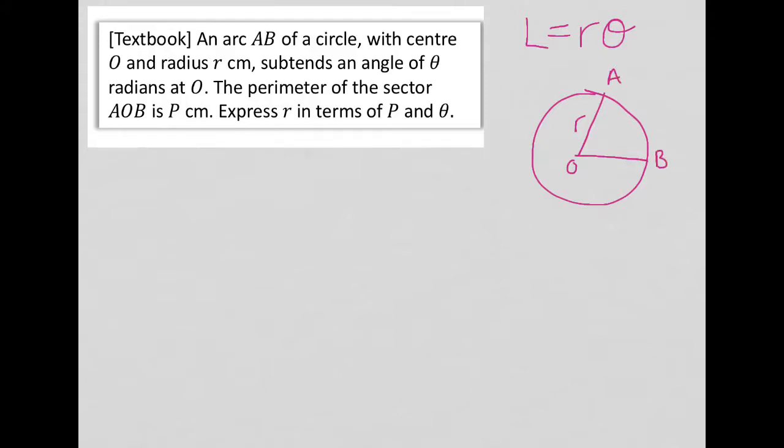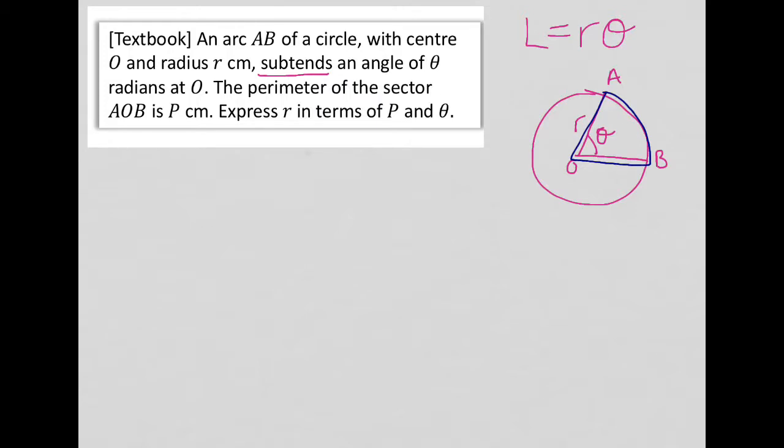Subtends an angle theta, so that's the angle that it turns through. Subtends, that's a word not to allow to scare you, but it's the angle that it passes through. The perimeter of the sector is P. Now, when it's talking about the perimeter of the sector, be careful here. It's not saying the length of the arc. The perimeter of the sector is all the way there, all the way there, and all the way there.